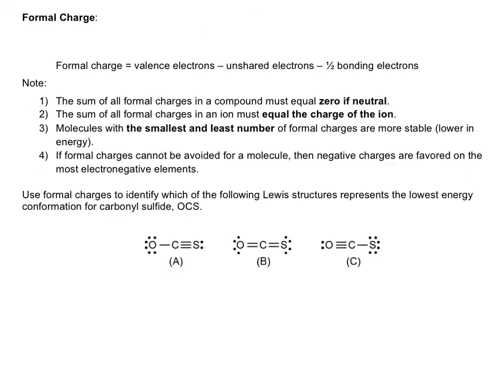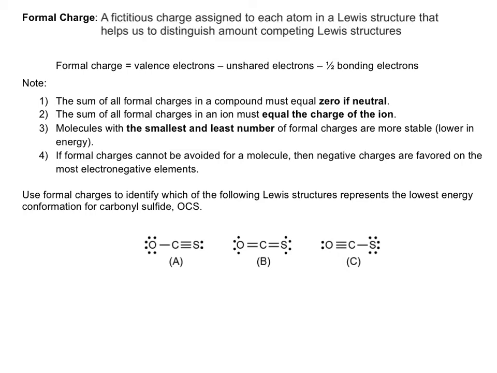So now let's talk about the concept of formal charge. So a formal charge is a fictitious charge that's assigned to each atom in a Lewis structure and helps us determine which structure is going to be the most stable for different Lewis structure options. Okay, so this is not an actual charge associated with the atom. It's a construct that we've made to help determine what makes the atom most stable.